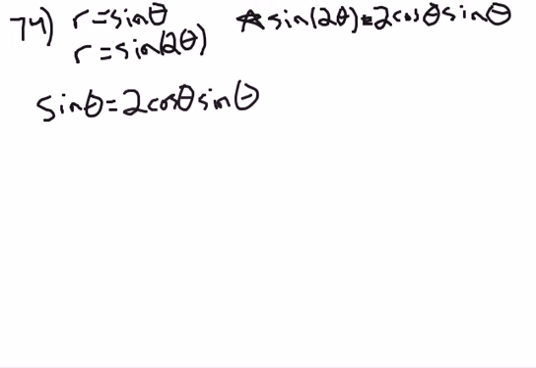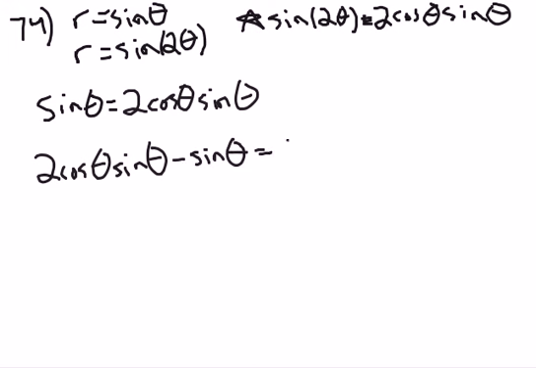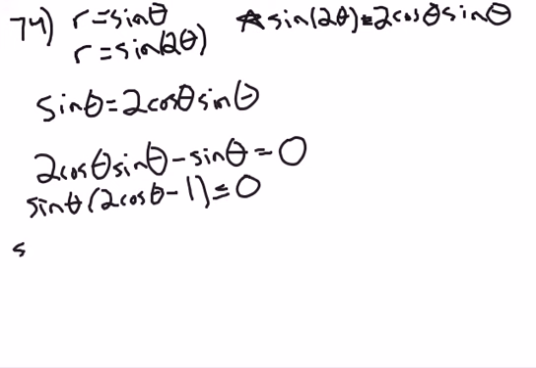I'll move everything to one side because then you'll be able to see that I can factor to solve the rest of the equation. So factor out sine. Set each part equal to 0. So this one will end up getting cosine of theta equals 1/2.